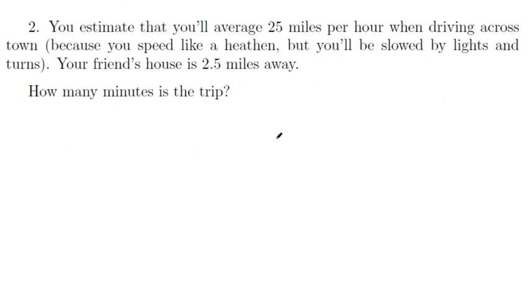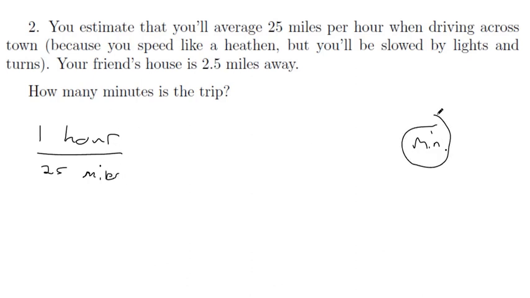Okay, question 2. You estimate that you'll average 25 miles per hour when driving across town. Your friend's house is 2.5 miles away. How many minutes is the trip? So the units I want here is minutes. I don't want minutes per mile or anything like that. They give me 25 miles per hour, but I'm going to say this is 1 hour I drive 25 miles. They're equivalent, right? And the way I chose this one is because I want to have time as my final answer. So I want time to be in the numerator.